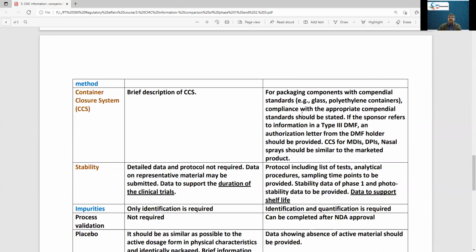If the sponsor refers to information in a type 3 DMF, an authorization letter from the DMF holder should be provided. Container closure systems for metered dose inhalers, dry powder inhalers, and nasal sprays should be similar to the marketed product. This we had highlighted earlier also, that the container closure system of MDIs, DPIs, and nasal sprays in the clinical trials should be similar to that of the marketed products.